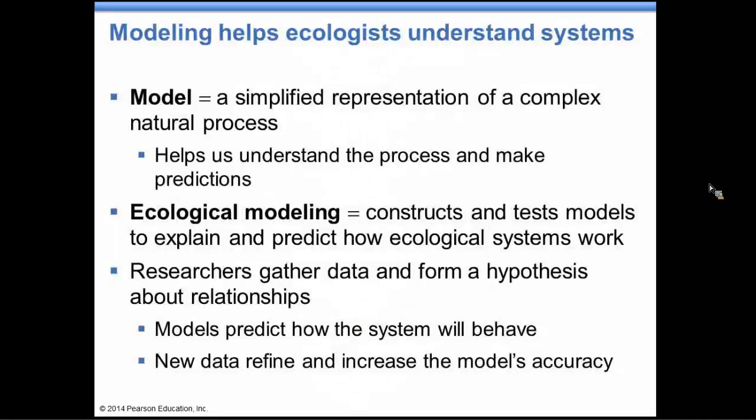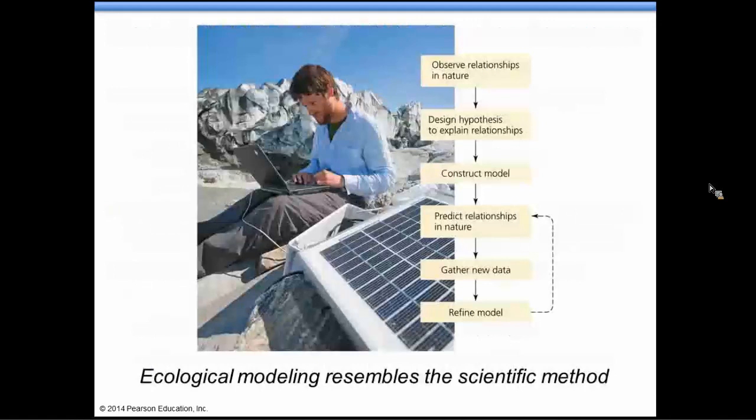So modeling can help ecologists understand systems. Models are simplified representations of complex and natural processes, and ecological modeling is a practice of constructing and testing models that aim to explain and predict how ecological systems might function. Because ecological processes involve so many factors, ecological models can be mathematically very complicated. And if we're just looking at it from a scientific perspective, models are essentially hypotheses about how a system might function.